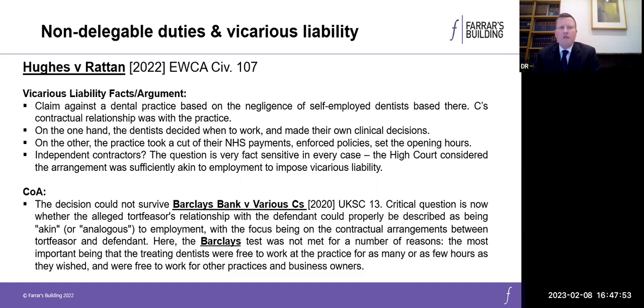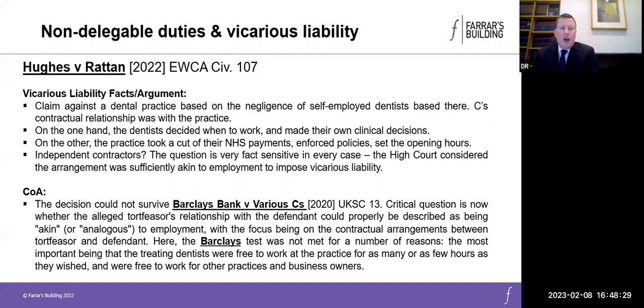So dealing with vicarious liability first, of course, there are two stages to consider. Stage one is whether there is an employment or an akin to employment relationship between the tortfeasor and the defendant. And stage two is whether there's a close connection between that relationship and the wrongful conduct that occurs. So the case of Hughes deals with stage one of that test. And the facts are that the negligence was on the part of self-employed dentists who all treated the claimant, all operating from the one defendant's dental practice.